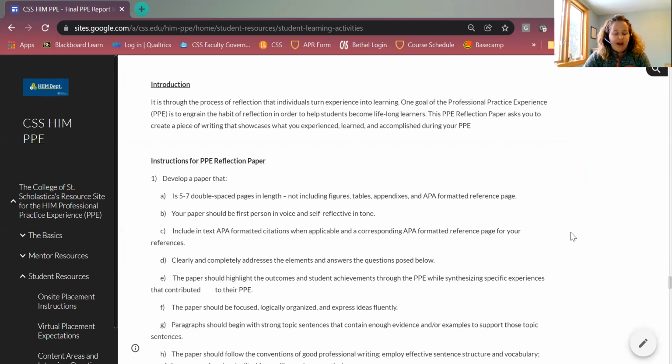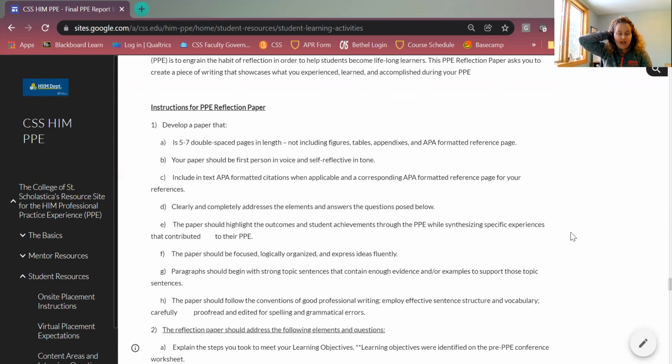So let's just start here. First of all, this is a paper, a reflection essay. It should be between 5 and 7 pages, double spaced in length. And that doesn't include any figures, tables, appendices, or references, which I don't think you'll have any references in this, but I always say that, right? If you do, make sure they're in APA. It should be in first person. And of course, any in-text citations should be APA formatted.